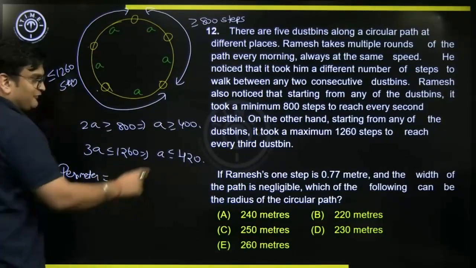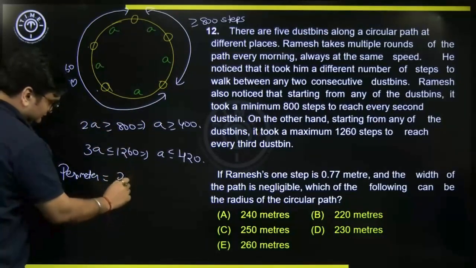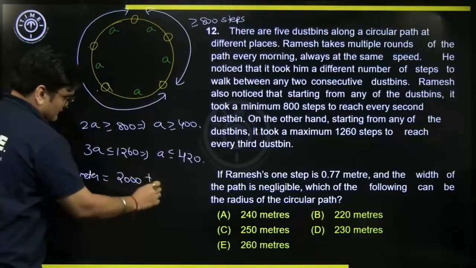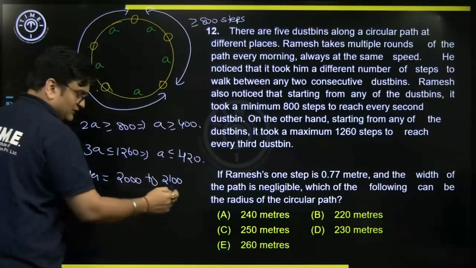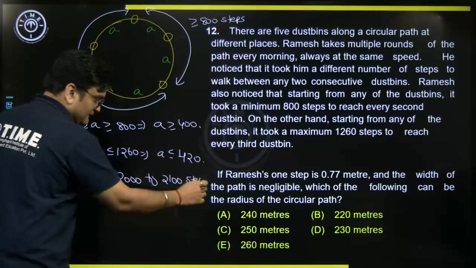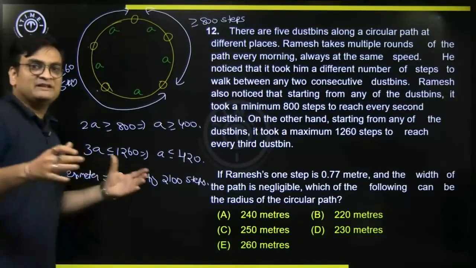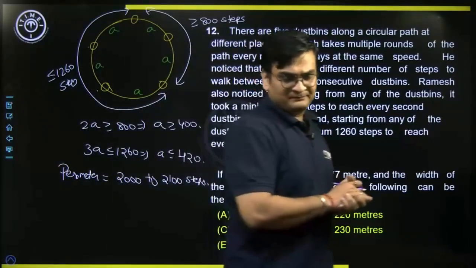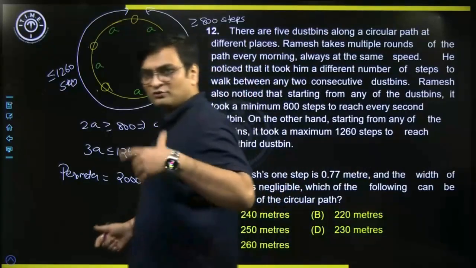The perimeter can be, if I take A to be 400, the minimum possible, 400 into 5. If I take 420, 420 into 5, so 2000 to 2100 steps. So 2000 steps to 2100 steps would be the range for the perimeter. But since we want to give our answer in meters, let's convert the steps into meters.